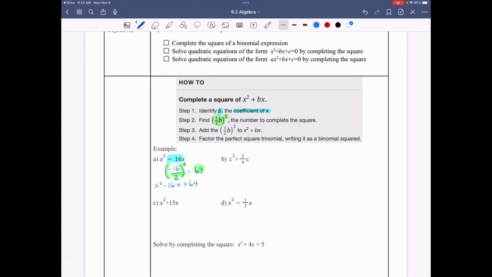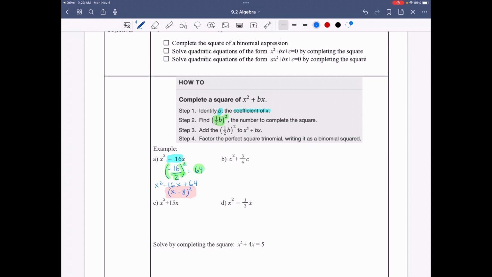And then we're just going to write that. So we're just completing the square, so we don't actually have to solve it right now. Otherwise, I would have had to add 64 to both sides of this as if it were an equation. So this is just equal to x minus 8 squared. And that's how you complete the square when it's in this form.